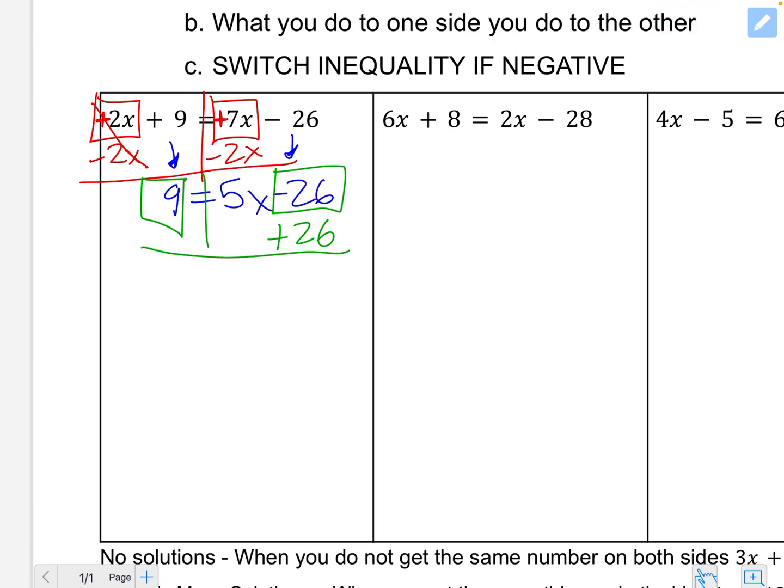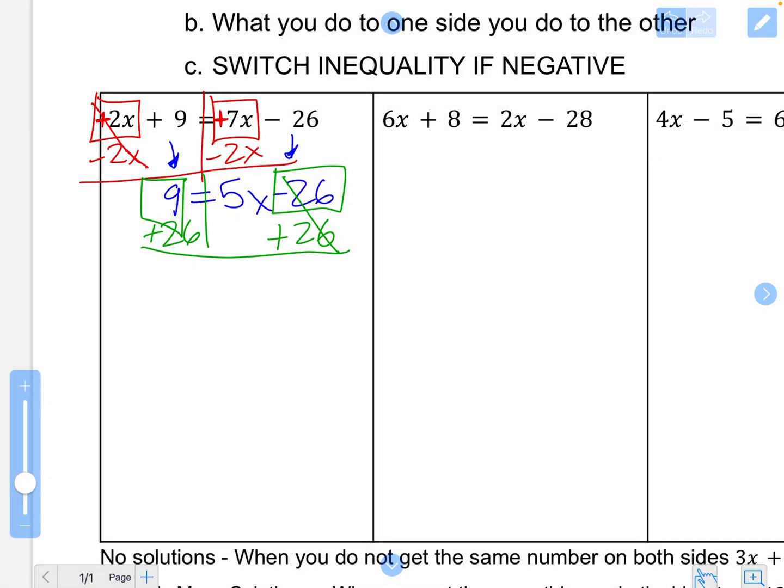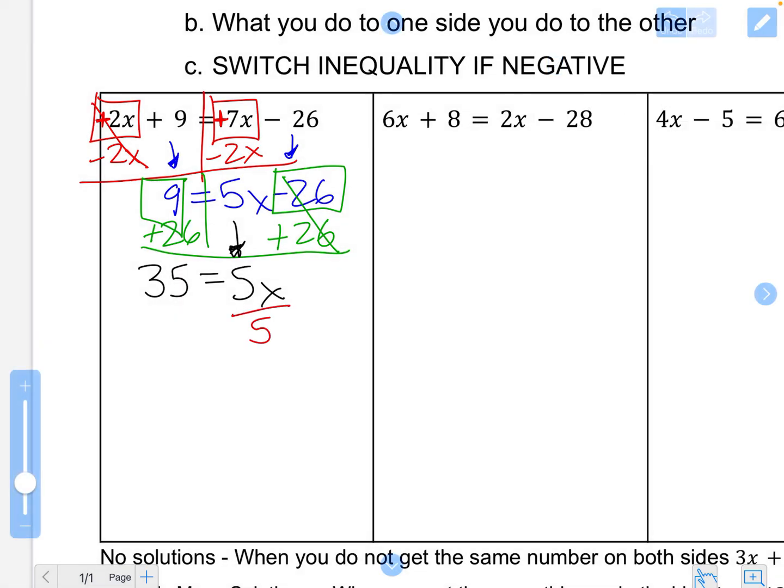What I do to one side, I have to do to the other. My 26s are going to cancel. I need to bring my 5x, or my variable term, down and rewrite my equal sign. 26 plus 9 gets me 35. Now we can do our final step, which is to divide by the coefficient. So 7 equals x. Remember, when we're moving an entire term over, we add or subtract. We do not multiply or divide.